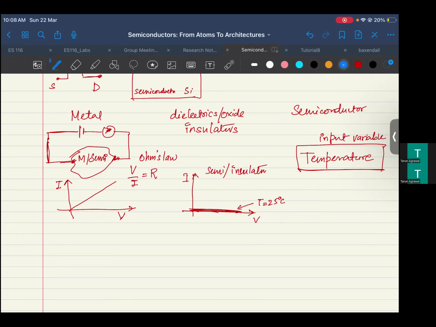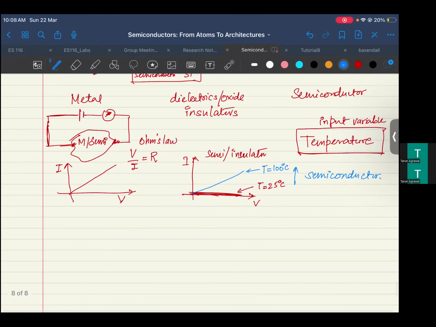Now you increase the temperature and probably you start seeing some current, right? Let's say some current like this. Let's say you heated it up to 100 degrees C. Now, what is happening? What is the property? With the temperature, my current is increasing. That means I do see some current. So that is a very important property of what a semiconductor consists of, right?